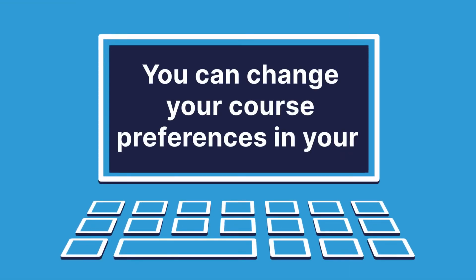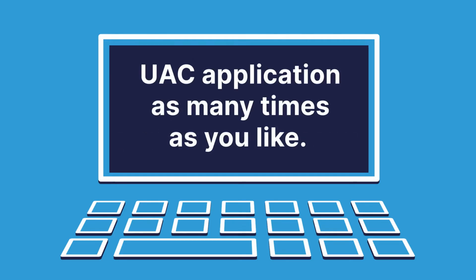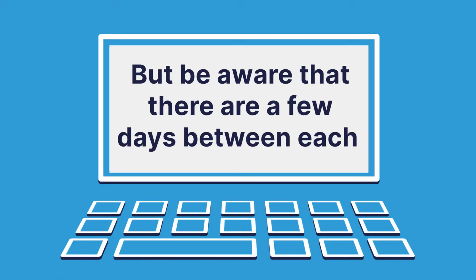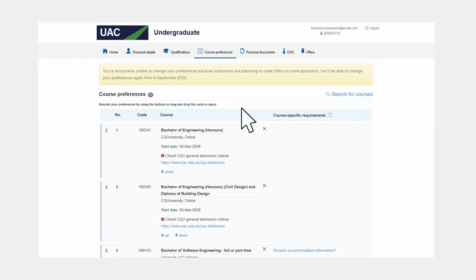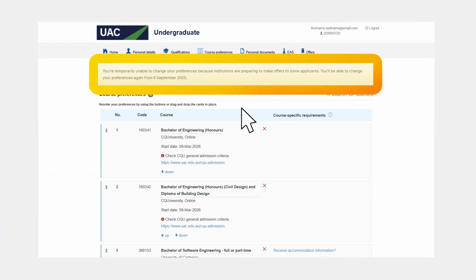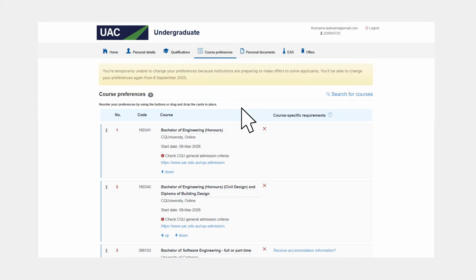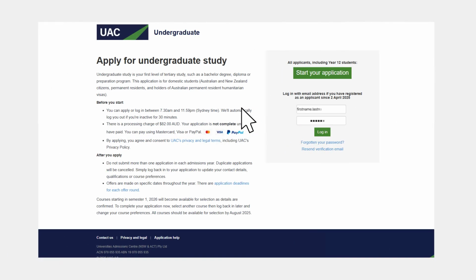You can change your course preferences in your UAC application as many times as you like. But be aware that there are a few days between each offer round when your preferences will be locked. If you log in at these times, there will be a notification telling you when you'll be able to edit them again. To start, log in using your registered email address and password.